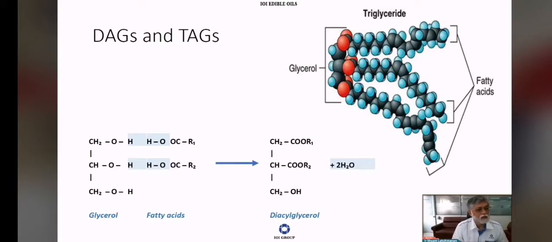Now, these are present in the oil, and there's no way we can do without it. If only one fatty acid reacts with the glycerol, it will form a monoacylglycerol, MAG. Next slide, please.